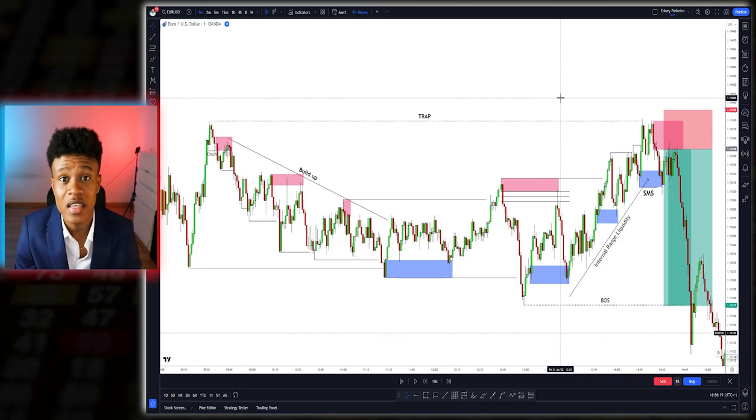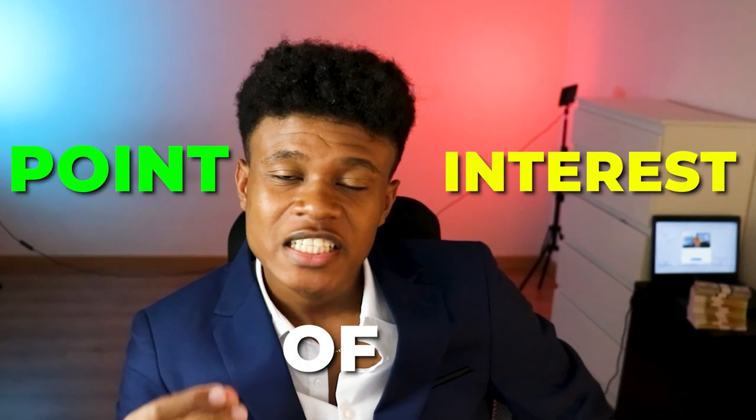Follow the rules I will give you. Point of interest to grab your stop loss. That's the most important thing, actually. Liquidity grab closer in front of market structure.